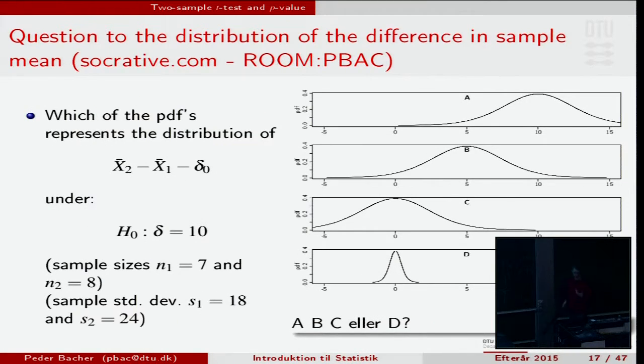Now the next question is, what would the distribution be? And I miss a zero here. I'm sorry. But what would the difference x2 minus x1 minus delta 0 be? So the distribution of that expression up there, given that the null hypothesis is true. Which one of these four probability density functions does this stochastic variable follow then? A, B, C, or D?